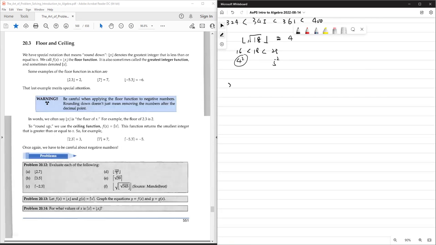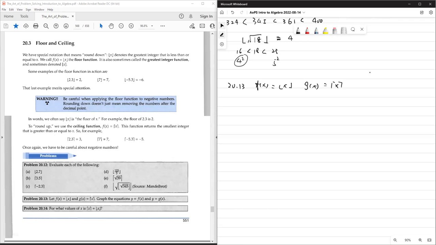So let's do 20.13. We have f of x equals the floor of x, and g of x equals the ceiling of x, right? So this is basically the floor and ceiling function. Now we're doing the graphing, right?